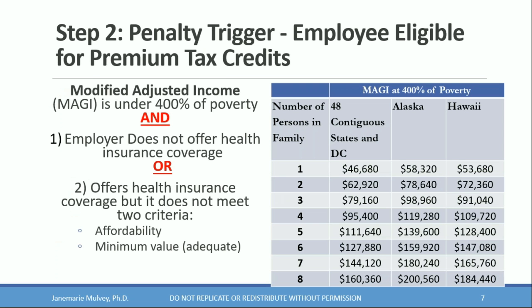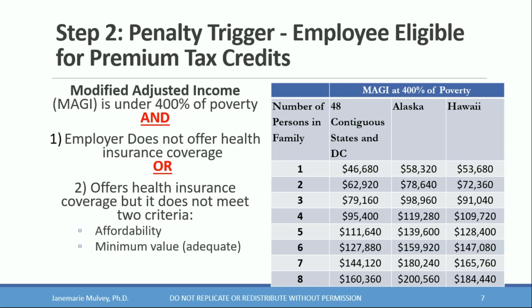Now, in order for you to potentially pay a penalty, one of your full-time workers must become eligible for a premium tax credit in the exchange. And to do that, they have to have modified adjusted gross income under 400% of poverty. And as you can see from the chart on the right, that varies by whether you're in the contiguous states or Alaska or Hawaii. It also varies by family size.